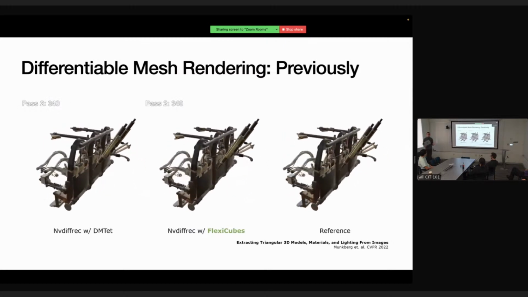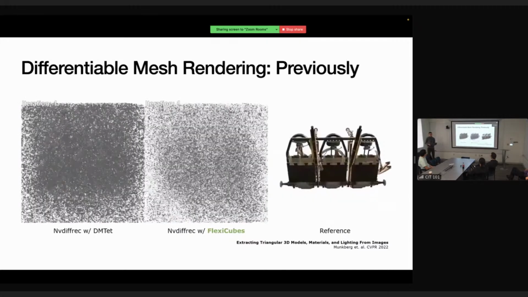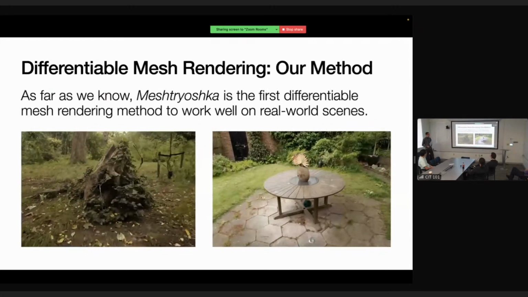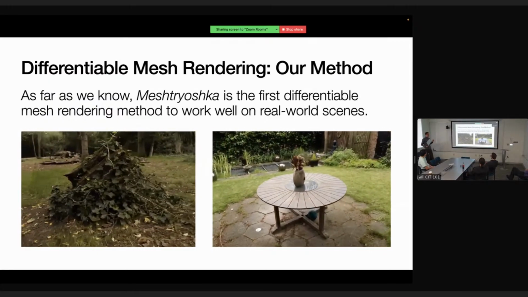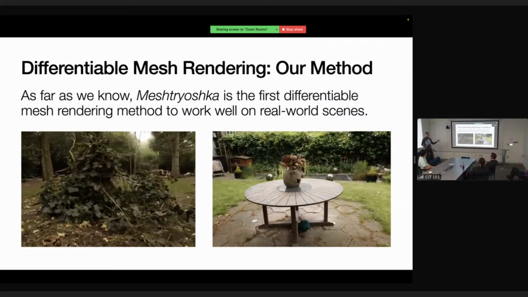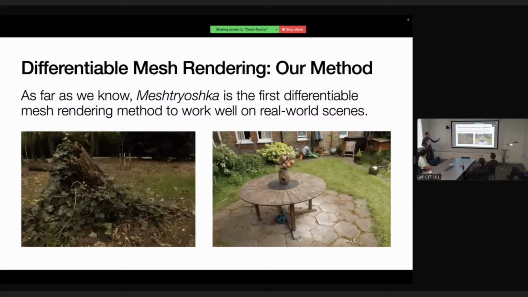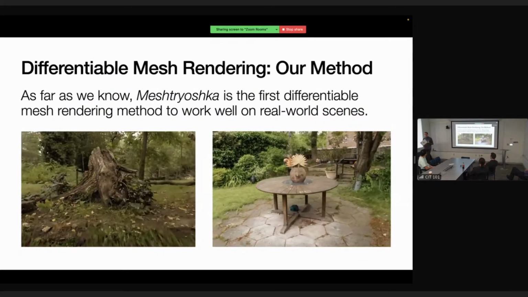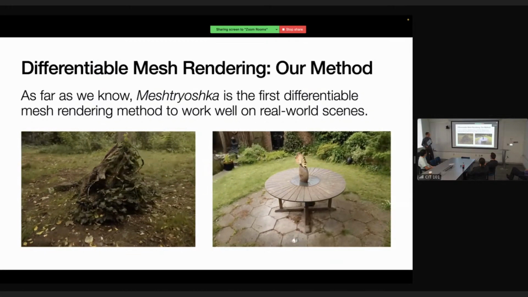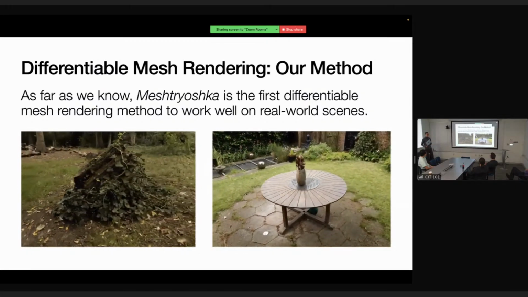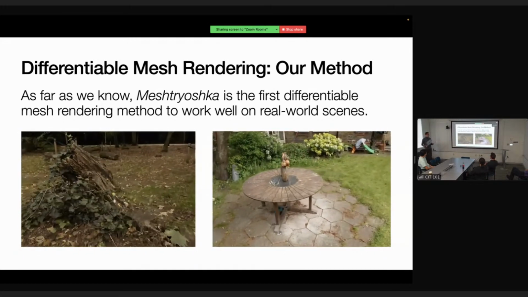But that isn't very useful because what we really want is to take real scenes and real objects and reconstruct those. And so what I'm presenting is a differentiable mesh rendering method that works on real scenes. So here we have NeRF 360 scenes. We have this garden, which you've probably all seen many, many times, and the stump, which people don't show as often. These are actually outputs from our method, and our method can reconstruct these. And you can see that the quality is pretty good.